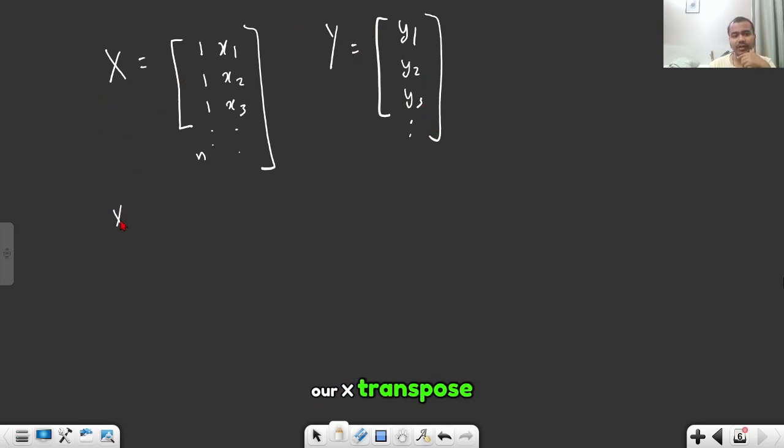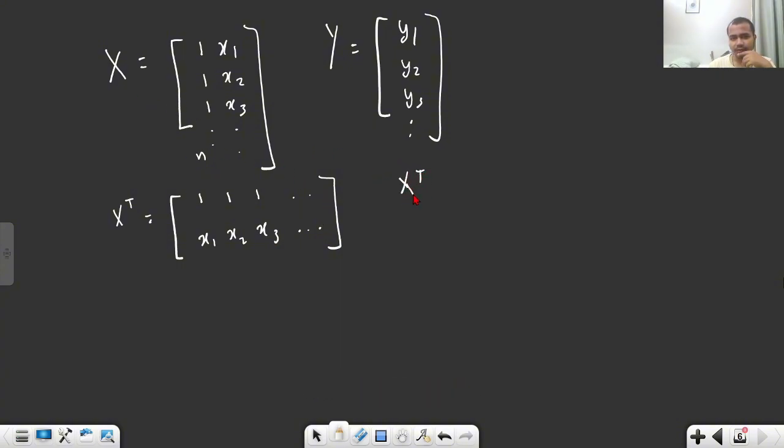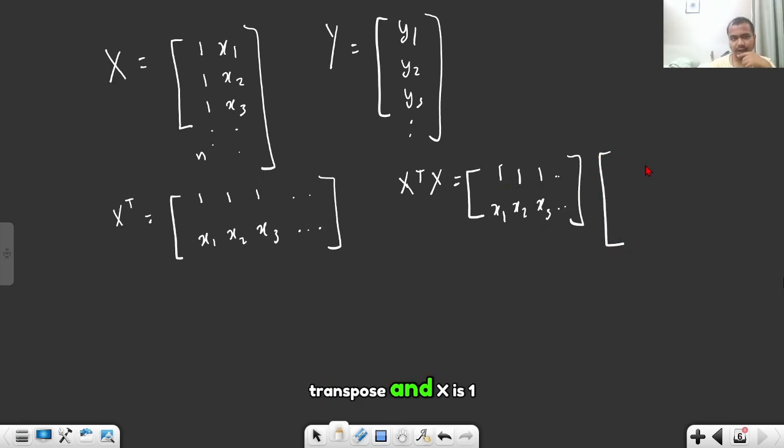Now what will be our x transpose? Just interchange the rows and columns. 1, 1, 1, x1, x2, x3, right? Now what will be x transpose x? This is x transpose, 1, 1, 1, x1, x2, x3, and x is 1, 1, 1, x1, x2, x3. Let's multiply them.